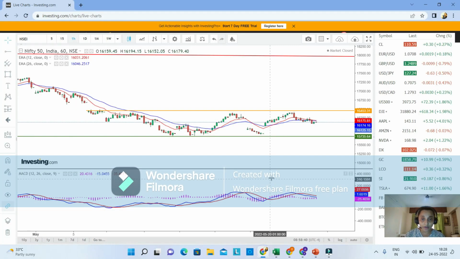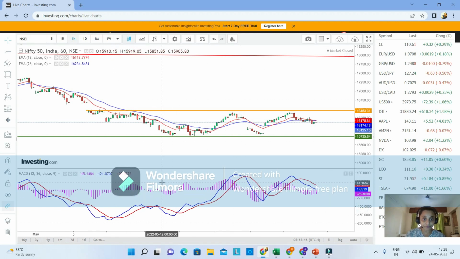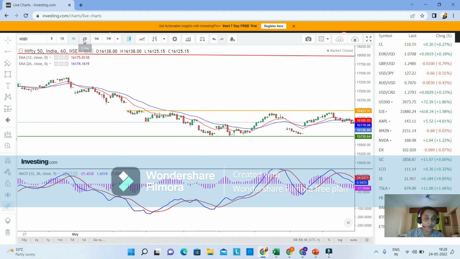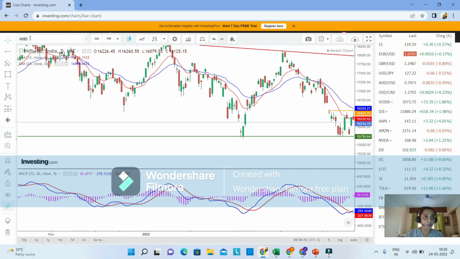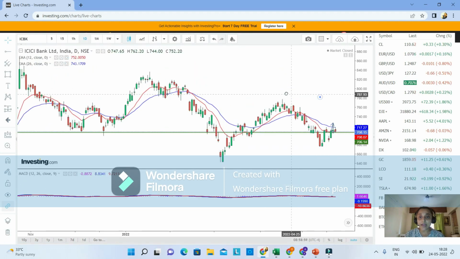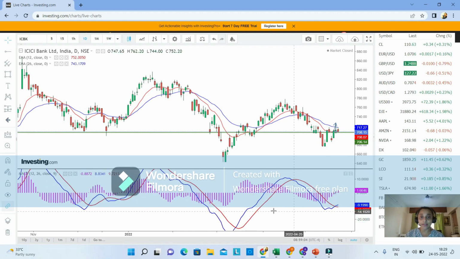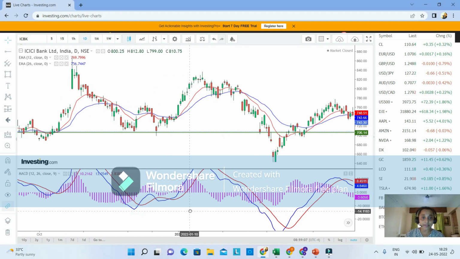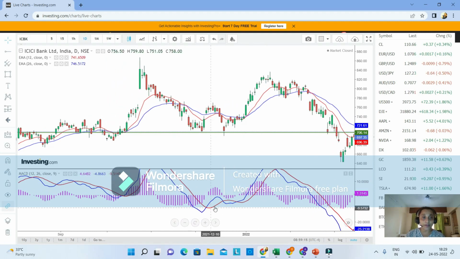So let's go back to the chart. Say if I go to a daily time frame, we are on Nifty. Let's go to say ICICI Bank. There are some instances when the market consolidates, right? Sometimes you are unable to understand that the market is consolidating, and you do not have a clear picture as to what is happening. So basically, your MACD also helps you understand when there is a consolidation in the market, right?